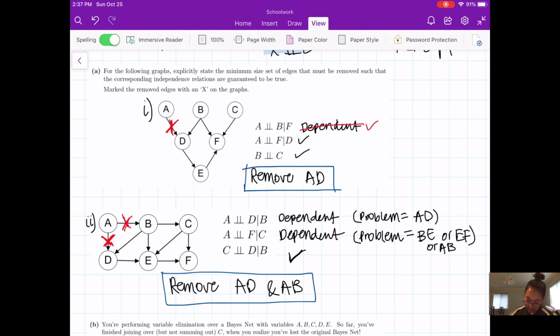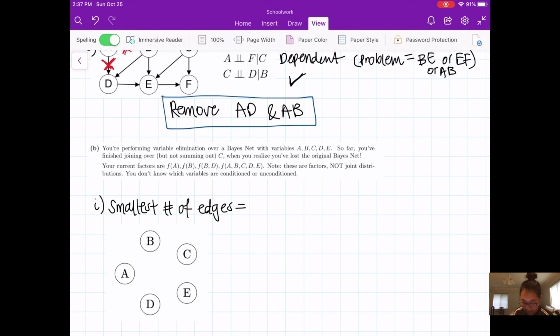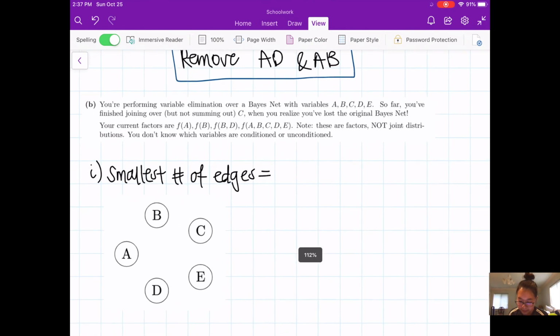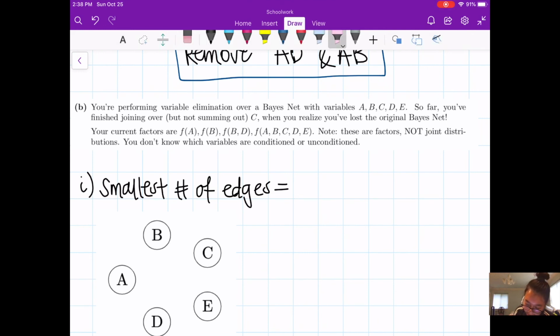Cool. And then now let's move on to part B. So the problem statement is that you're performing variable elimination with this Bayes net, but you kind of just lost track of the relationships as you are joining. And specifically, you have these current factors that are left. And now we want to try to figure out what the edges are or what the possible combinations of edges there are. So before we determine the number, let's see what these factors represent.